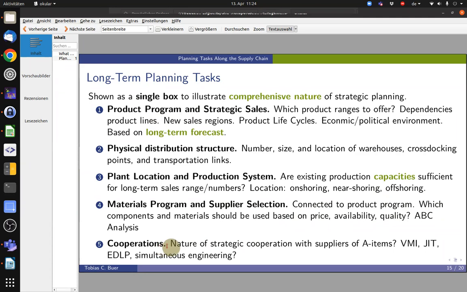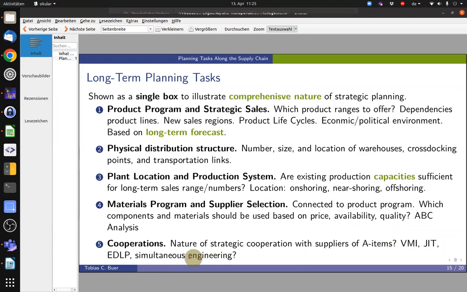And finally, we discuss cooperations. What is the nature of our cooperations with other companies, with our suppliers, with our customers? What type of contracts arrange these cooperations? What logistics concepts are we using? For example, VMI stands for Vendor Managed Inventory. That means we allow our supplier to manage our level of inventory.